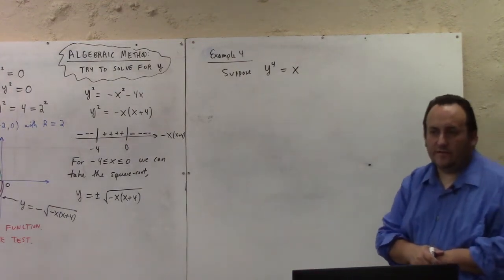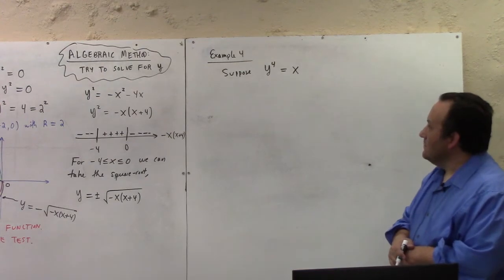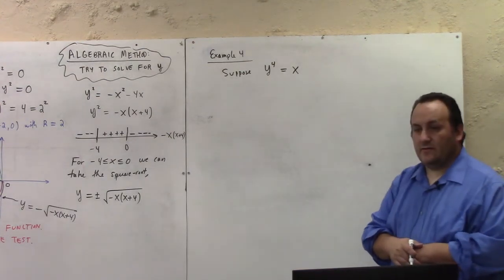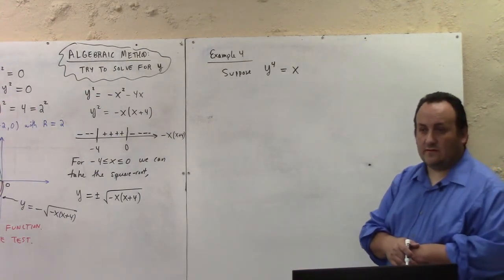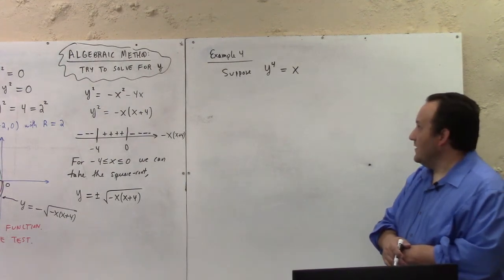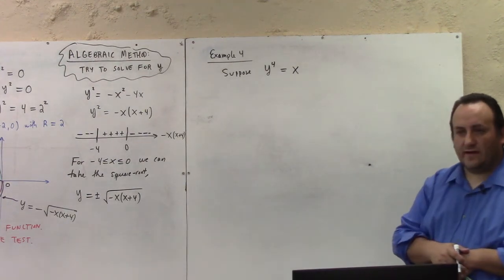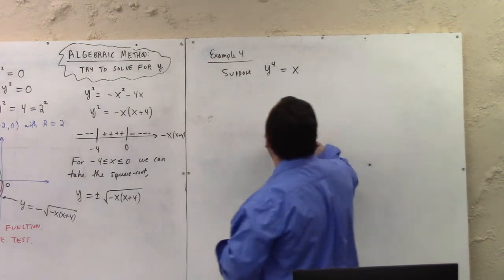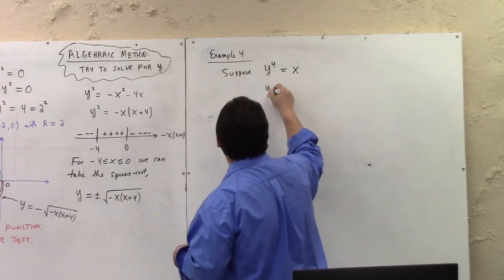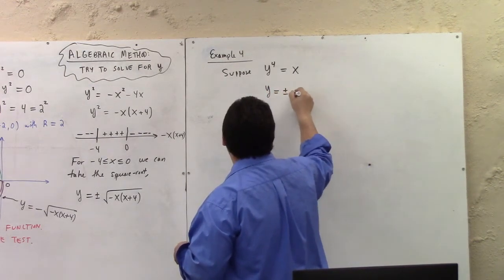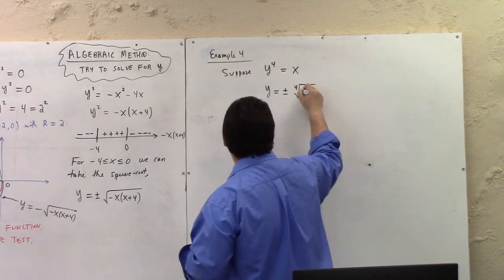Now, how could you do it? You could make a table of values if you wanted. But what I would do here would be to try to solve for y. What happens when you try to solve for y? You get plus or minus the 4th root of x.